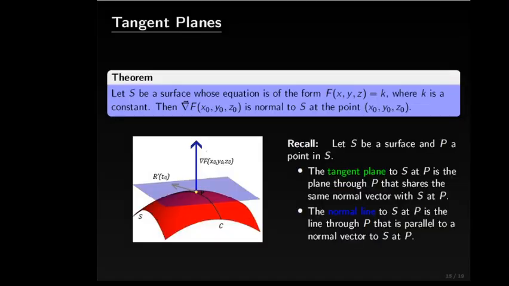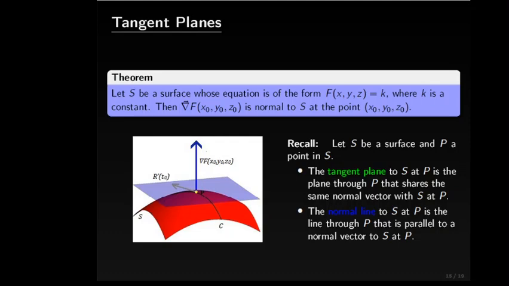Another interesting thing about the gradient is that it is a vector normal to a surface at the point of interest. So in particular, if the equation of the surface is of the form f(x,y,z) = k, where k is a constant, then grad f at (x0, y0, z0) is normal to S at the point (x0, y0, z0), where S here is the surface.